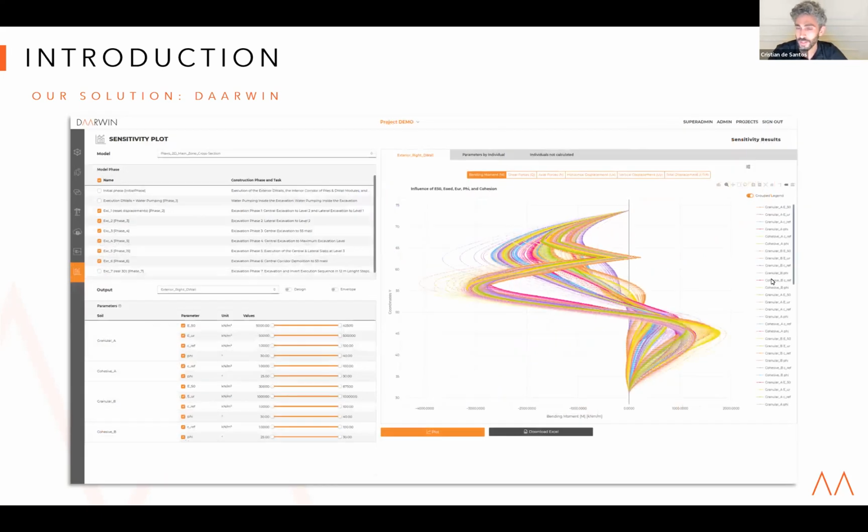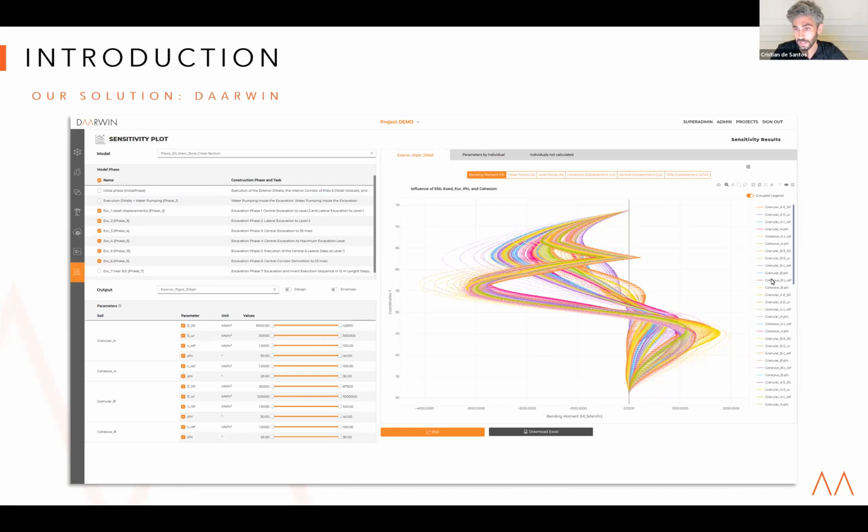Sometimes, even before deciding what geotechnical parameters I want to calibrate, the most difficult question is what are the most influential parameters in my model? Is it stiffness, is it cohesion, is it friction angle, or is it permeability? Sometimes it's really difficult to know which are the more influential parameters. So what Darwin also allows you is to do parametrical or sensitivity analysis. So here you are seeing the variation of the response of the model while changing the stiffness, the cohesion, and the friction angle of different layers of the ground in the model.